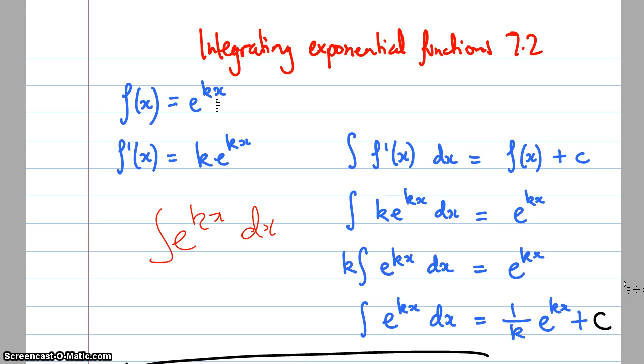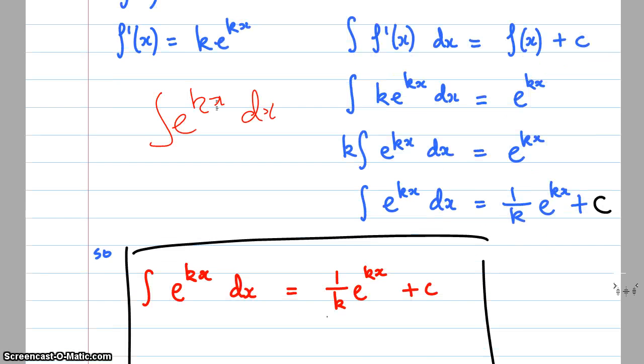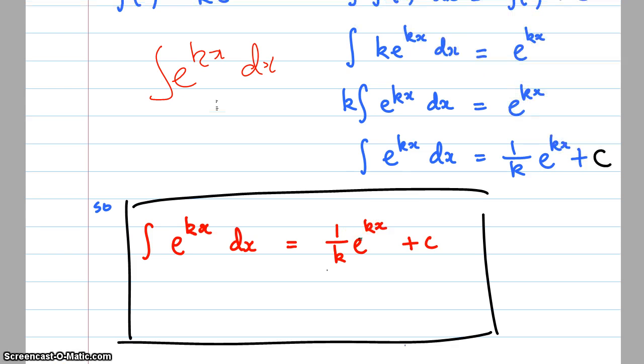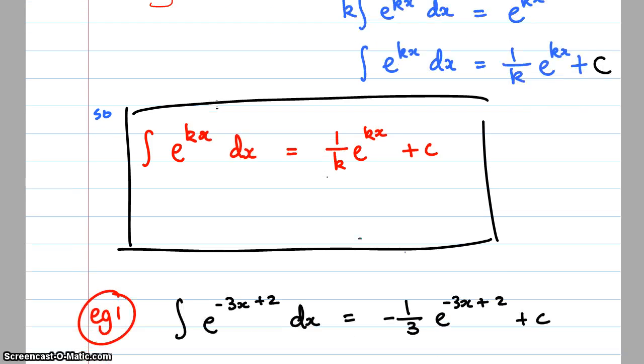In fact, in some questions you can actually work out what c is, and we'll look at that a little bit later. So the general rule for integrating exponentials is we leave e to the kx the same, and we do 1 divided by the diff of the power. So it becomes 1 on k e to the kx plus c. So let me go through a couple of examples.